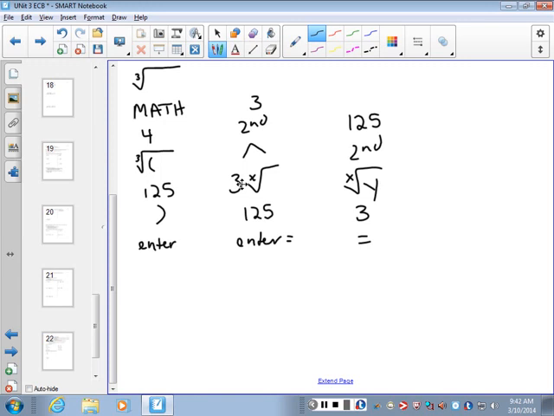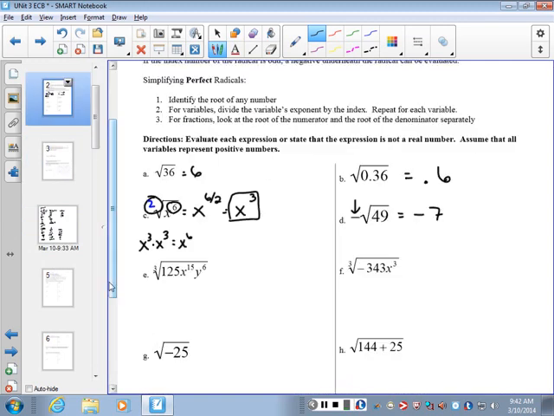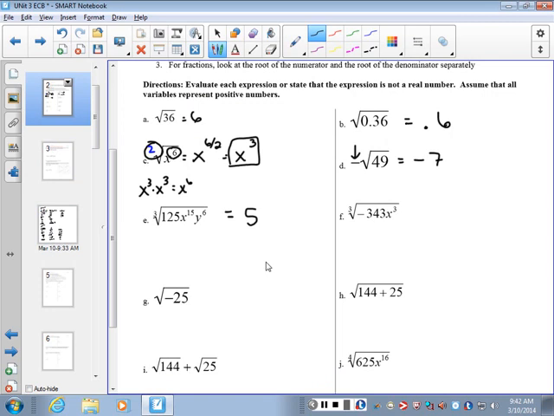Everybody able to get a cube root on their calculator? So what's the cube root of 125? 5. So when we have numbers and variables, we're just going to go down the list and look at each piece of that individually. So we started with the number. The cube root of 125 is 5.